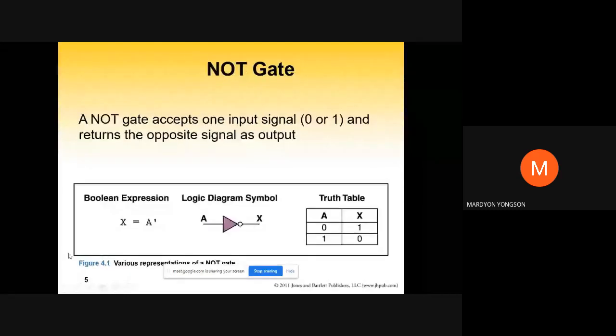Dito, you could use also this symbol. So for example, ayan, yung other Boolean expression ng not is x equals not a. Ayan, so pwede siyang ganito or pwede siyang underline, yung underline sa ibabaw. So x equals not a, yung ibig sabihin ng Boolean expression na yan, or x equals a complement.